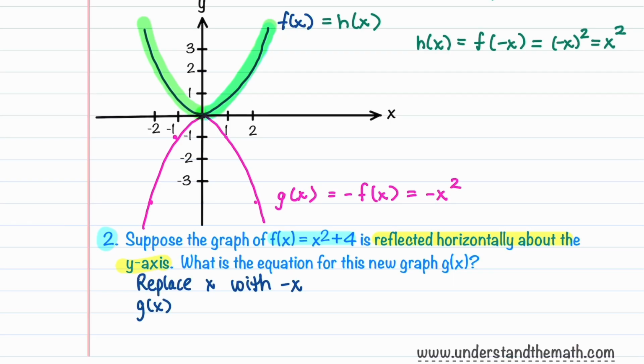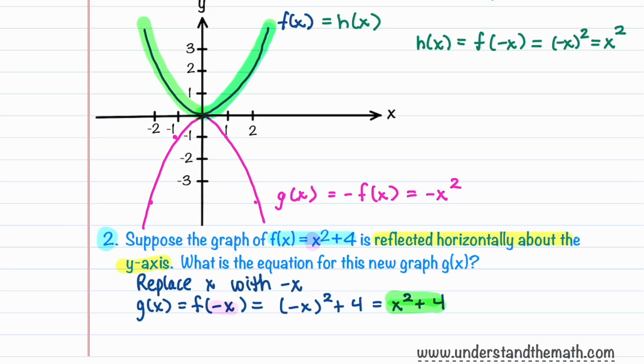Our g of x is going to be f at minus x. So wherever we see an x, we're going to replace it with minus x. This gives us minus x quantity squared plus 4, which is x squared plus 4. You might notice that this is the same as f of x, just like what happened in example 1.